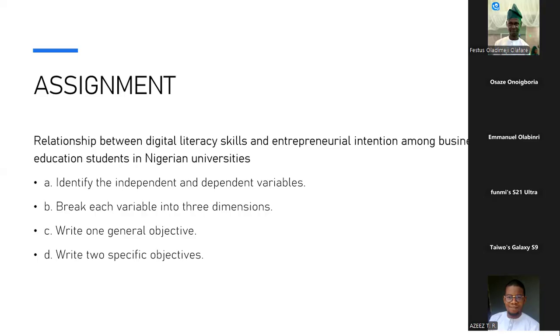Is that taken? So that is the topic, and we are to do 4 things. Number 1, we are to identify the independent and the dependent variable there. 2, we are to break down each variable into 3 dimensions. Then pick out of these dimensions which of these variables, dependent or independent, do we want to still stand alone, despite the fact that we have dimensions for it? Which of them do we want to use dimensions for? Then based on that, we write our 1 general objective, and we write our 2 specific objectives. Is that fine?